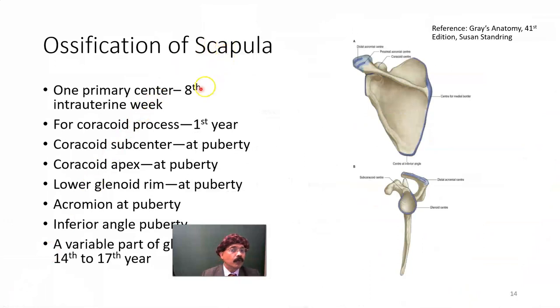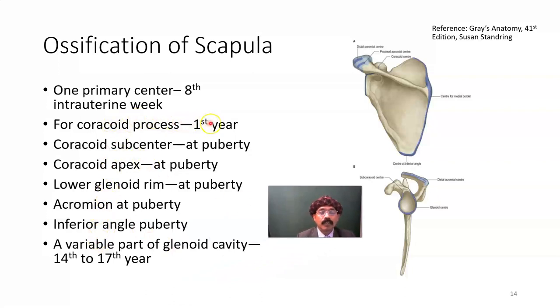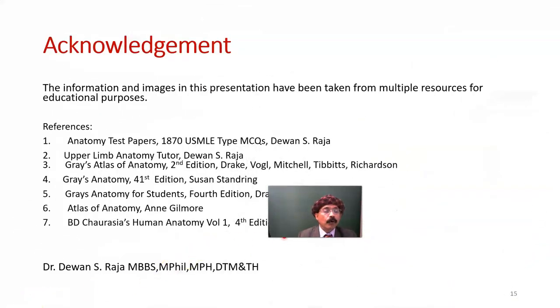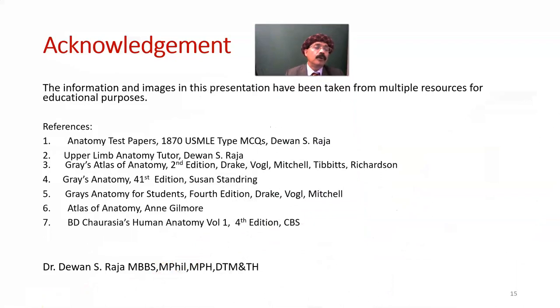Ossification of the scapula: we have one primary center of ossification that comes in the 8th intrauterine week. We have around 7 secondary centers of ossification. The coracoid process comes in the first year. Most of the rest come around puberty, and a variable part of the glenoid cavity has another secondary ossification center that comes in the 14th year in the female, 17th year in the male. And that's all about the osteology of the scapula.